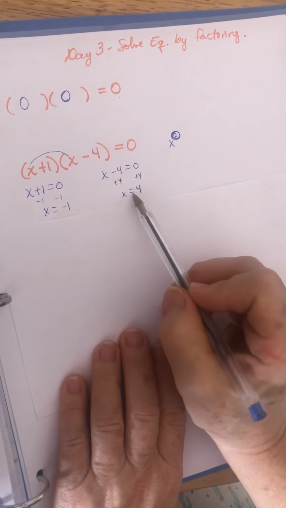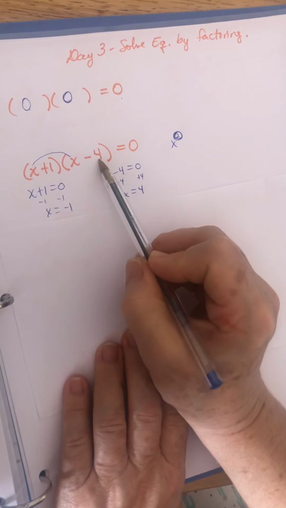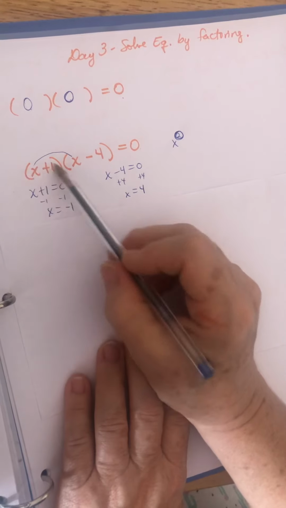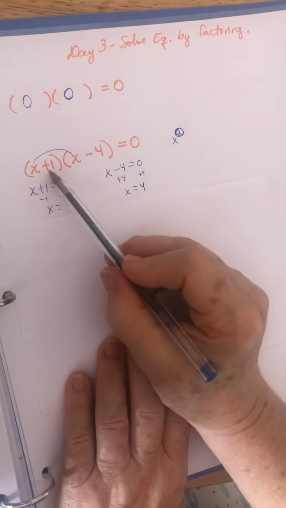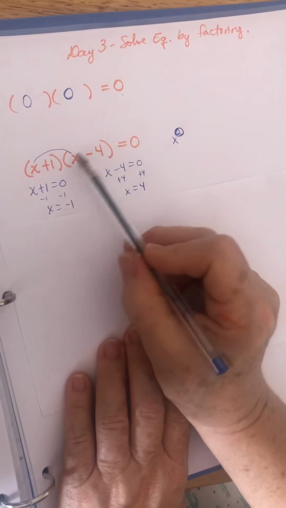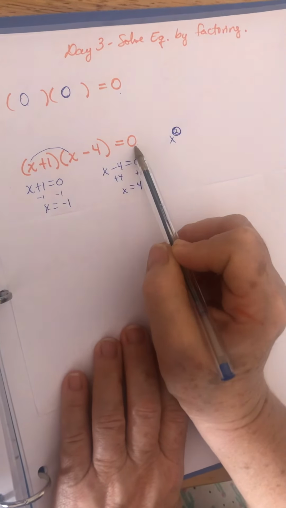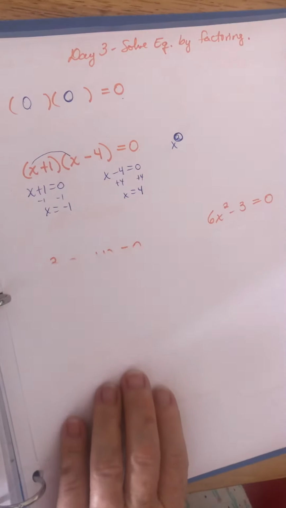Let me check it out. If x is 4, 4 minus 4 is 0. 0 times whatever is 0. Let's check the other one. -1 plus 1 is 0. Times whatever is 0. But I'm not going to give them to you like this. I'm going to give them to you like this.